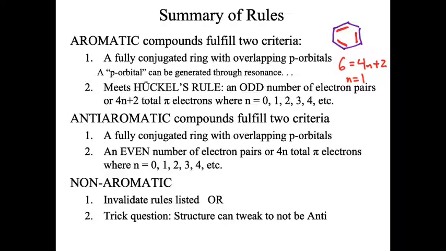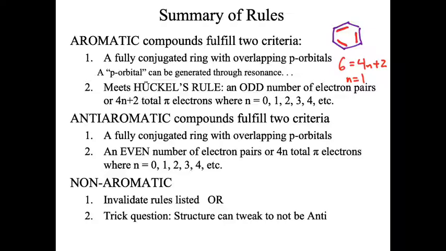So what are the possible electron counts I could see in an anti-aromatic compound? If n was 0, I would have 0, which is irrelevant anyway. n was 1: 4. n was 2: 8. Multiples of 4: 4, 8, 12. So half of your even numbers of electron pairs are aromatic, half of them are anti-aromatic. As long as you split them, you're okay. Kind of make sense?